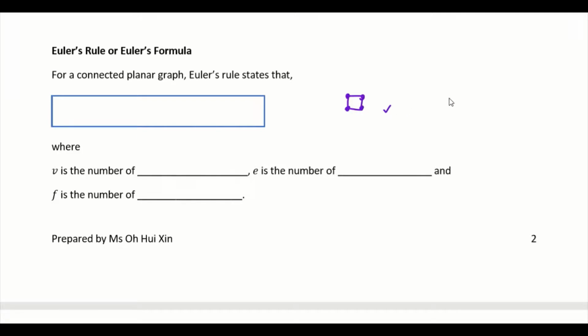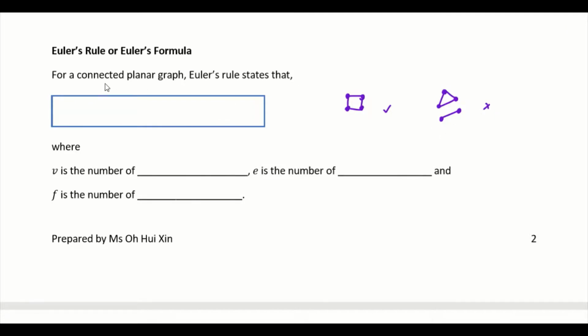So if let's say you have a planar graph, for example like this. Okay, so this is also a planar graph, am I right? Because you are drawing it on a plane, and none of the edges intersect with each other. But this is not a connected graph, because you can see these two parts are disconnected from each other. You cannot reach the vertex here if you start with a vertex here, and you cannot reach the vertex here if you start from a vertex here, am I right? So this is not a connected graph, so you cannot use Euler's rule here.